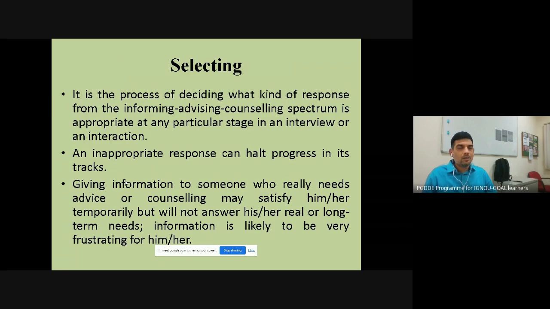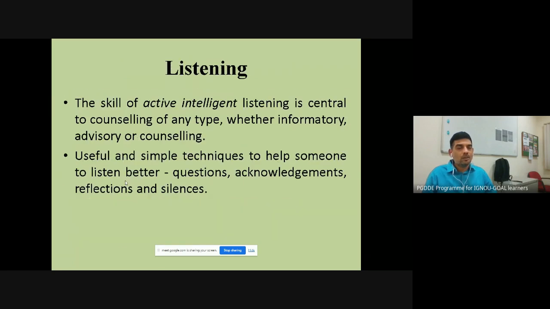These are the three qualities that we are talking about. Then definitely we are, one second.